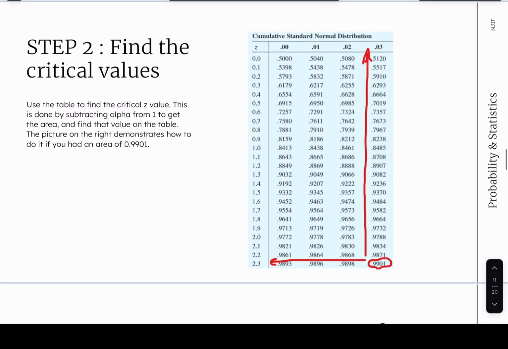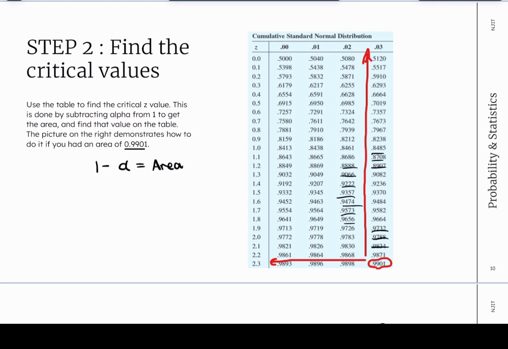And step 2 would be to find the critical values, and this can be done on the tables. For example's sake, you would do this by subtracting 1 minus alpha, which if you remember is our type 1 error, and then this would get us an area, and you would use this area to find a number on one of these values.